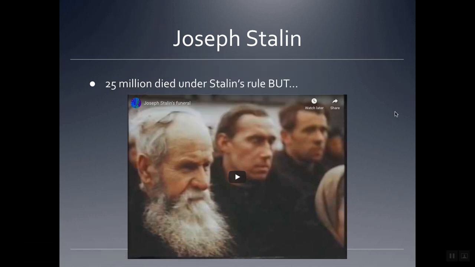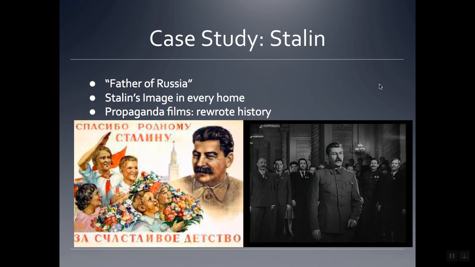Okay. So anyway, we're going to look into how you can have that much control over a population that you could be responsible for the deaths of 25 million people and still people love you. So we're going to look at how he manipulated his image.